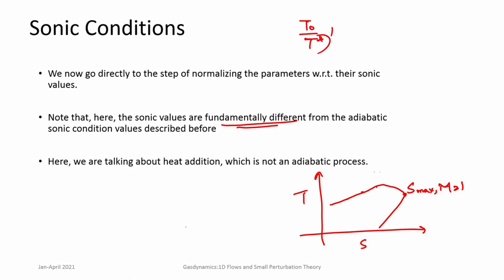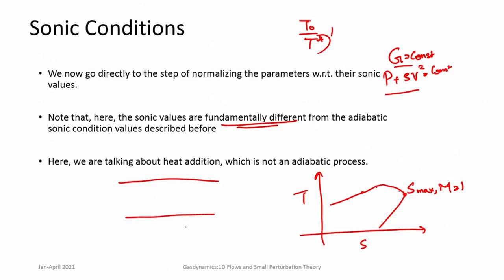But what you should understand here is that for a given Rayleigh curve, or for a given Rayleigh flow, G is a constant, which is true since it is a steady 1D flow, so the mass flux will be constant, and P plus rho V square is equal to a constant. These are the two conditions which go into evaluating this Rayleigh curve. So for a given Rayleigh curve, this point is a unique point, and that should be understood. If a flow process in a duct falls on a Rayleigh curve, then it will have a unique star point, or a sonic point.